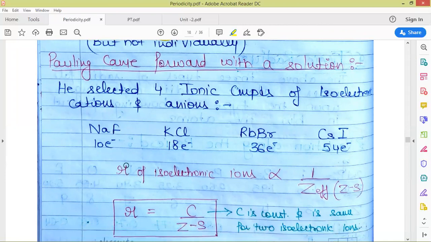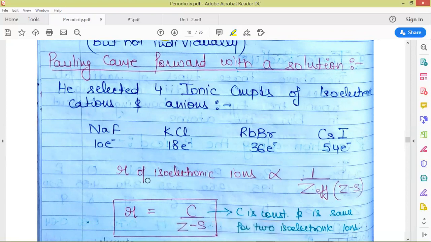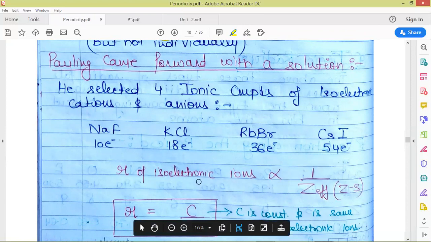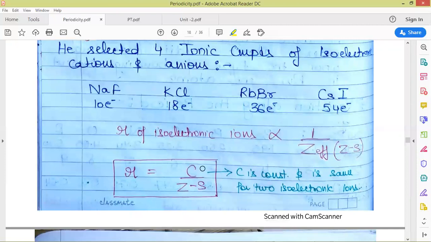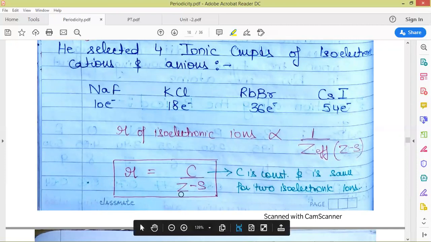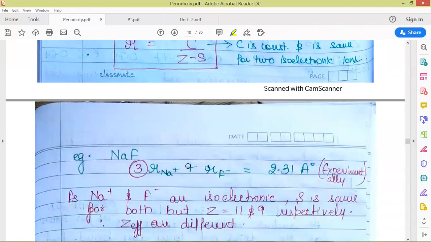Further, he observed that the radius of isoelectronic ions is inversely proportional to Z effective. Z effective is given by nuclear charge minus screening constant. So he gave that the radius of isoelectronic ions is inversely proportional to Z effective. From here, we can write it as radius equals some constant divided by Z minus S, where C is some constant which is the same for both isoelectronic species.